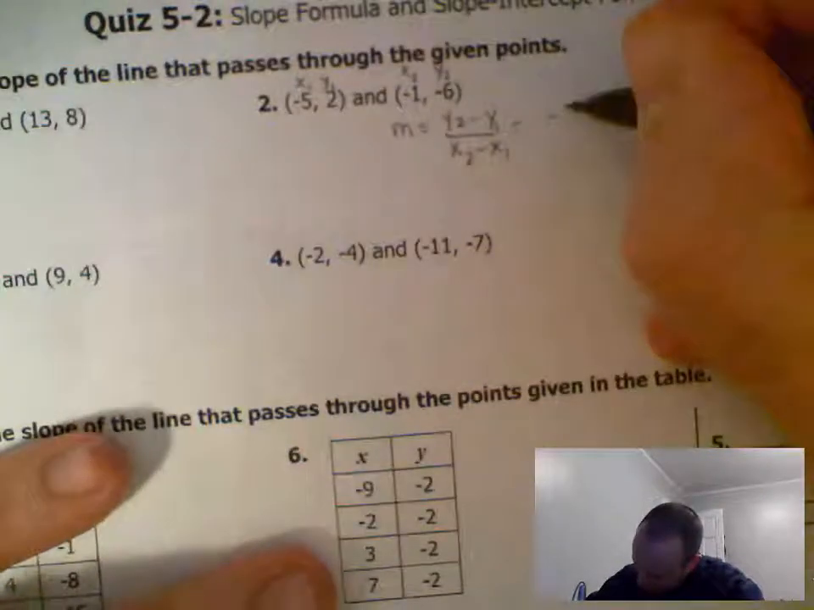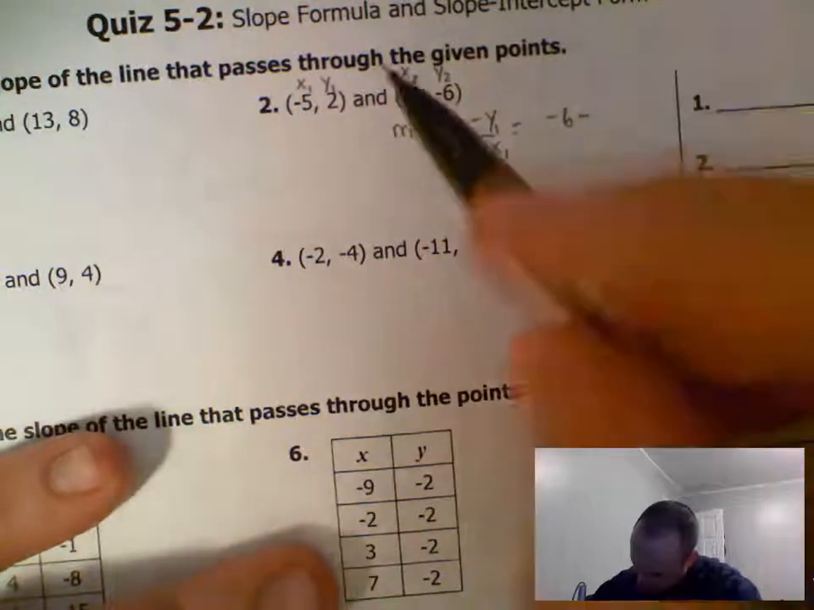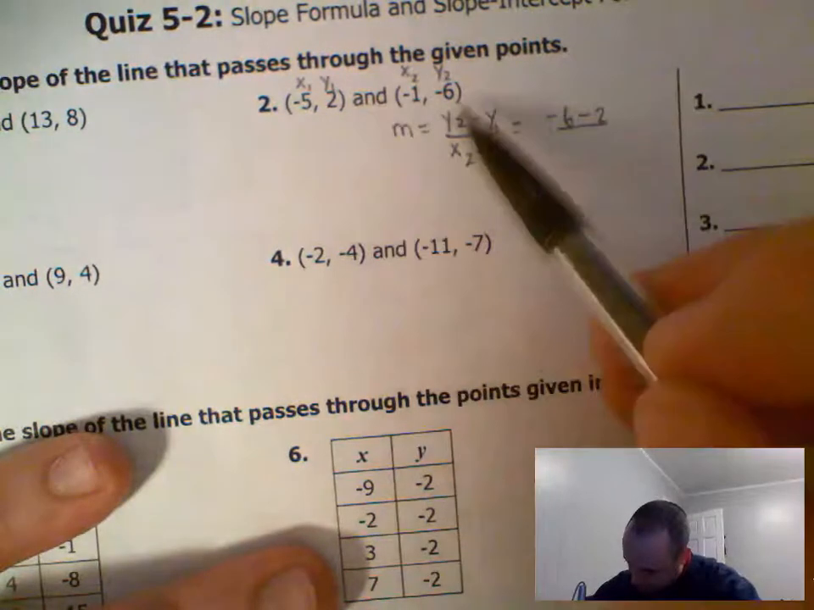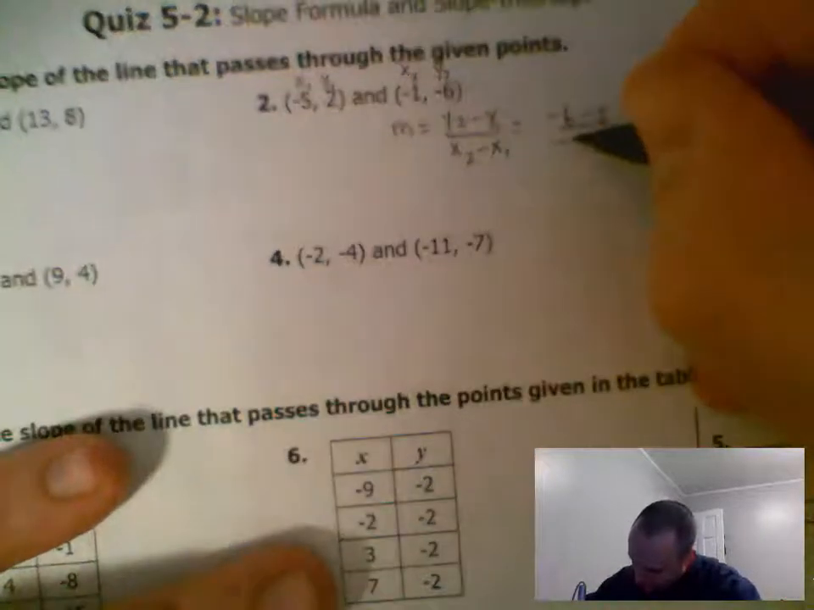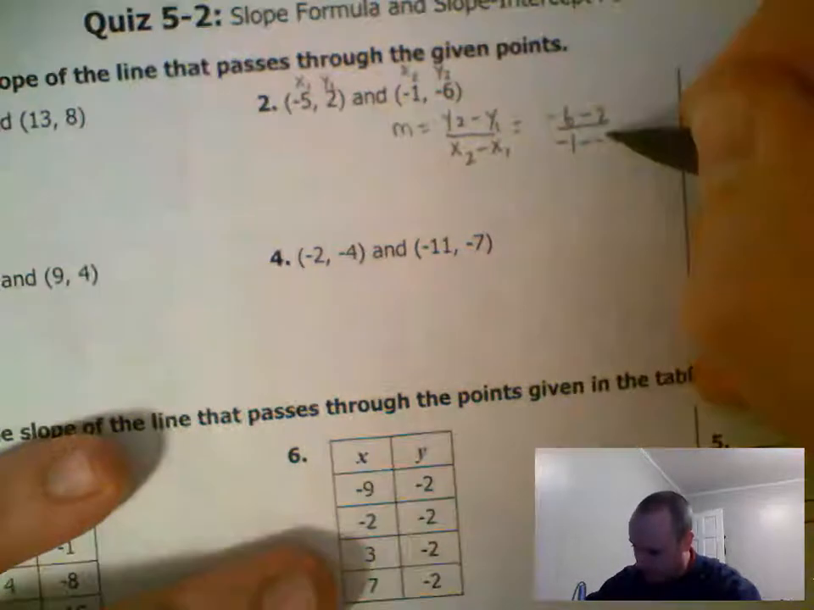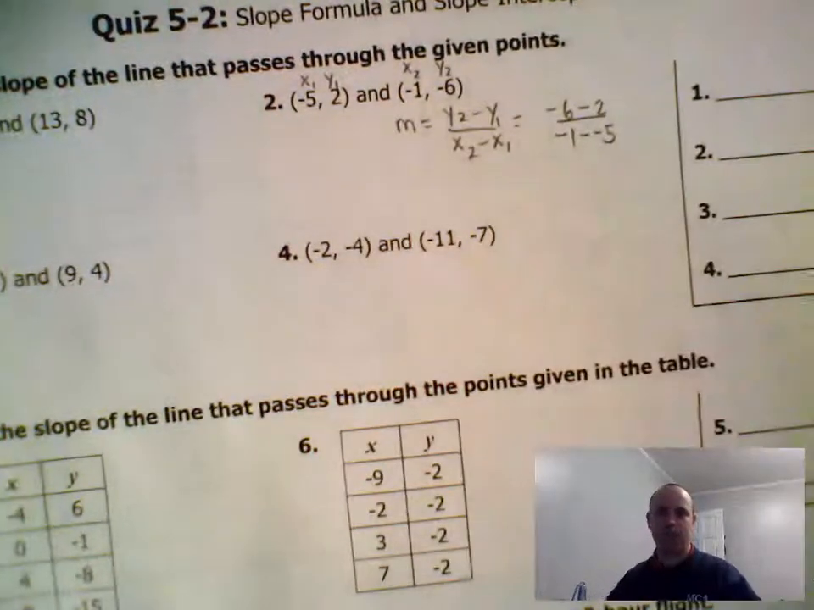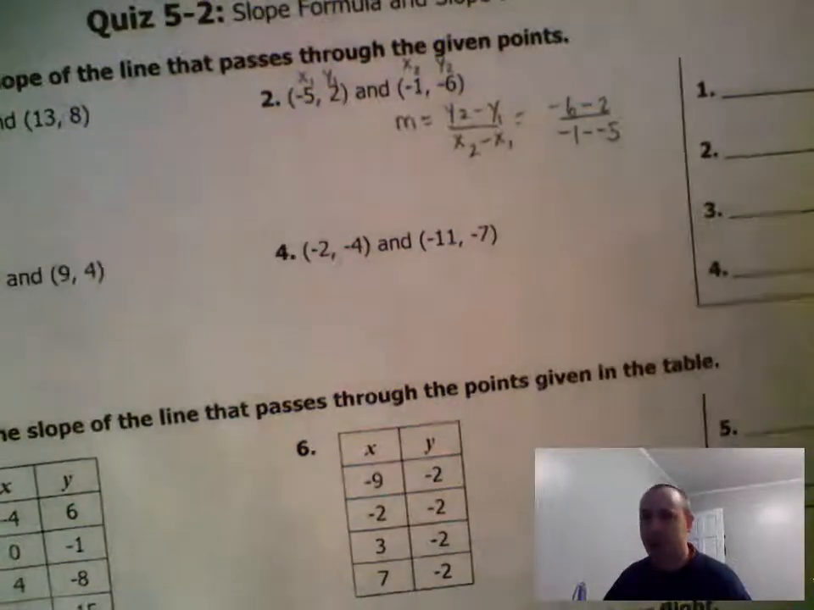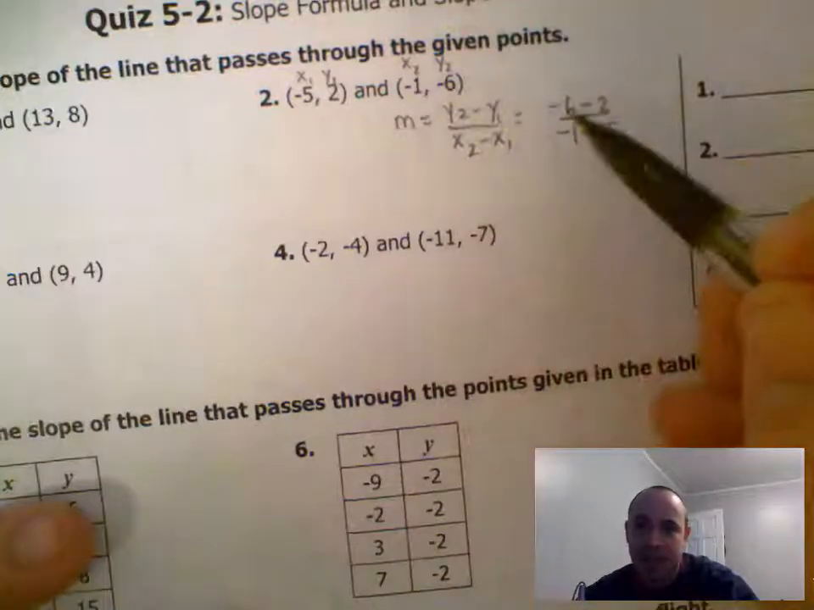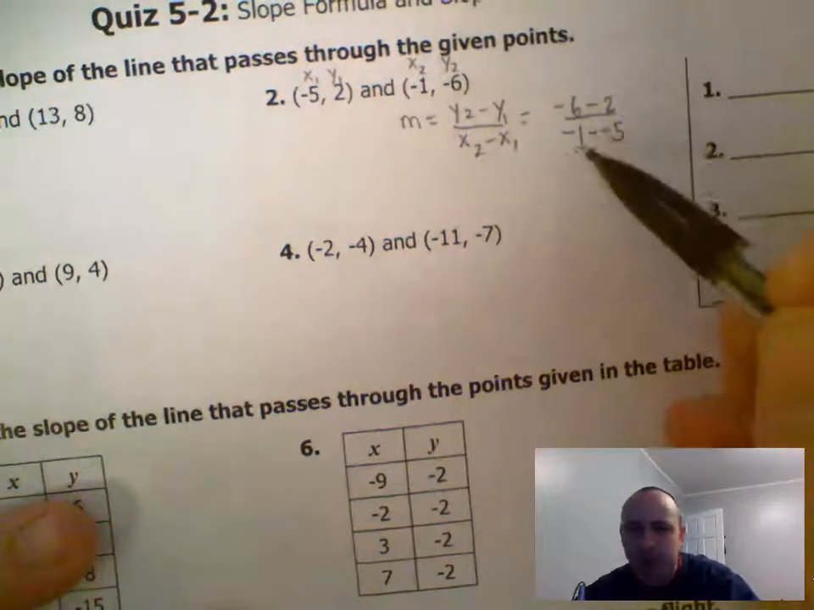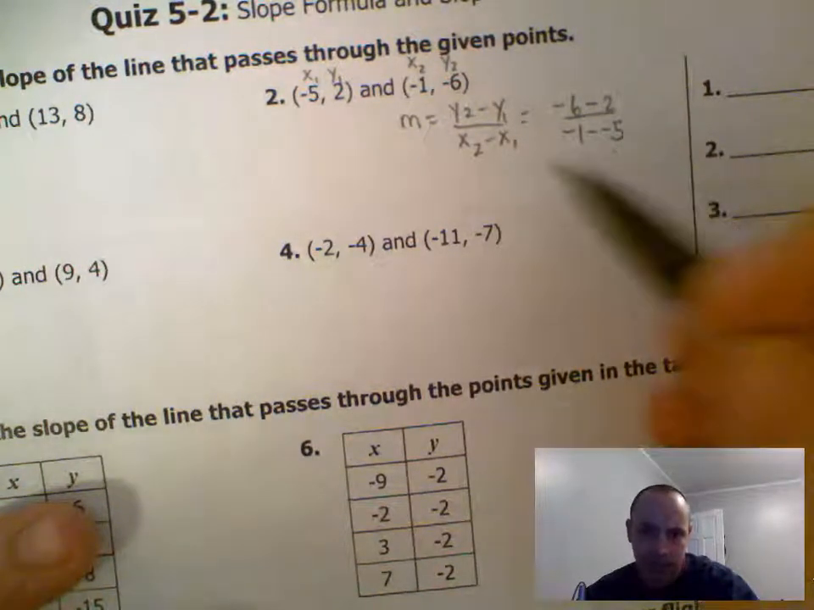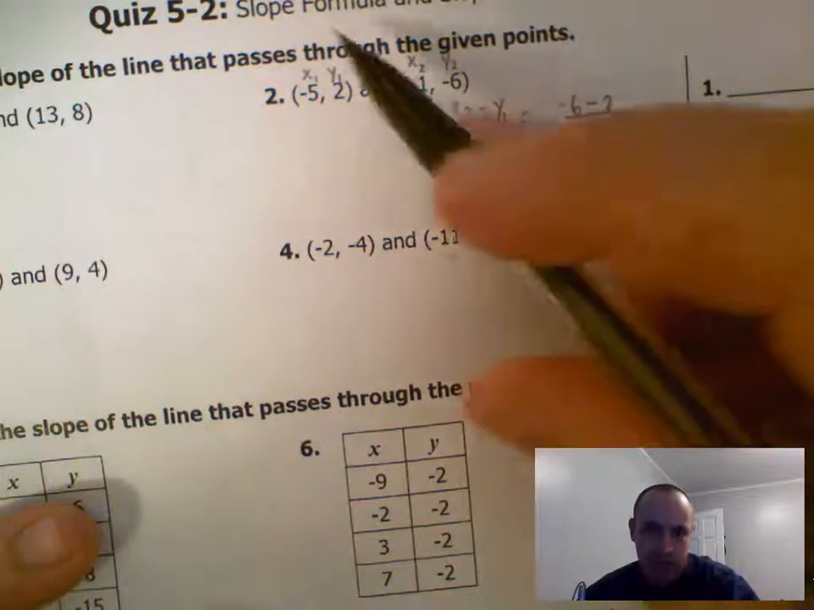So it's going to be, in this case, -6 is y2 minus 2 over, let's see, x2, -1 minus x1 is -5. Okay, now I'm going to rip on you guys for a minute here. Some of you guys are so careless and sloppy that you aren't careful here. And for y2, you might put something like -6. You might get that one right, but then down here, when you put in x2, you might put -1 minus 5 because you're not careful, because it's x2 minus whatever x1 is, so -5.